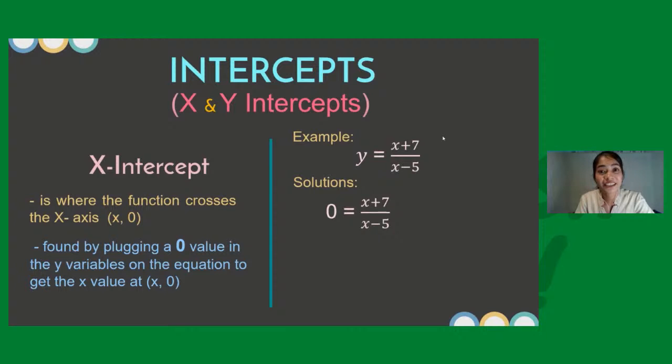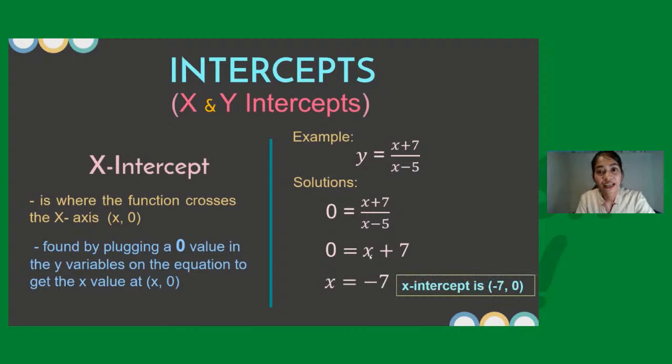So sabi dito, to get the x-intercept, we just have to substitute 0 to our y variable. So since this is y, this will be 0 is equal to x plus 7 all over x minus 5. Solving it further, we will have 0 is equal to x plus 7, since kapag kinross multiply natin yung denominator, that will be 0. And solving for x, we will have negative 7. So when we write x-intercept, we have to write it in ordered pairs since we are talking about a line here, okay? So the x-intercept is the point negative 7, 0.